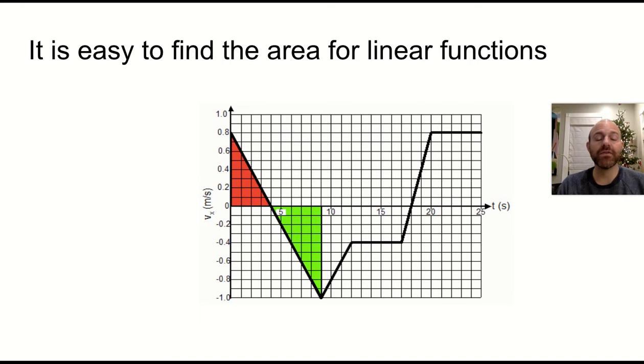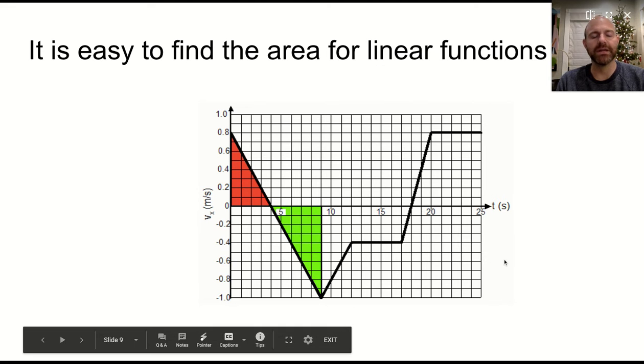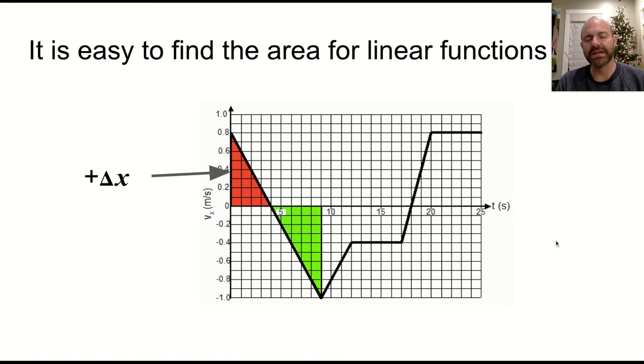It's pretty easy if you've got linear functions, right? They make nice geometric shapes. They make triangles, trapezoids, rectangles, what have you. Pretty easy to do these areas, even if it's individual little pieces that you put together. There's a positive delta x, there's a negative delta x, and so on.